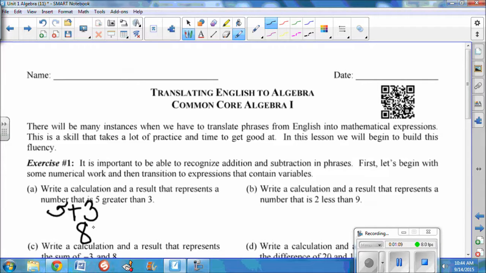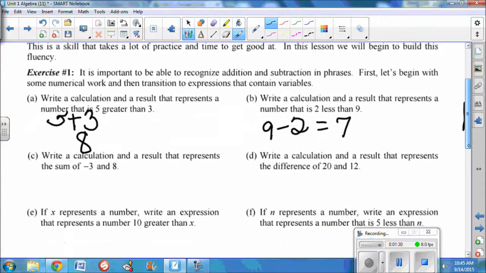Now part B says, write a calculation and a result that represents a number that is 2 less than 9. 2 less than 9. So we've got 9 minus 2. Do we agree that 7 is 2 less than 9? You certainly should.